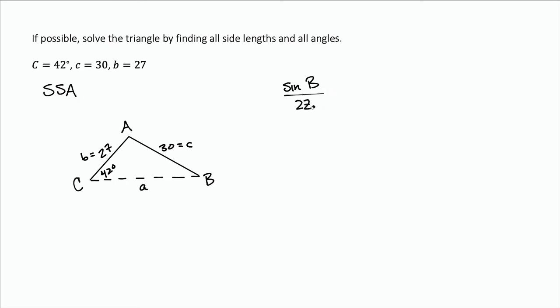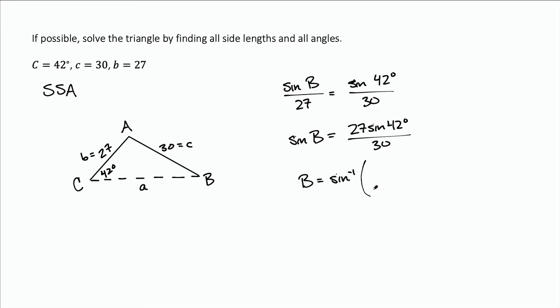Oh, that's not a 27. 27 is equal to sine of the angle C, 42 degrees, over side C, which is 30. Multiplying both sides by 27, we have sine of B equals 27 sine of 42 degrees over 30. And to solve for B, we use the inverse sine. Sine inverse of 27 sine of 42 degrees over 30.